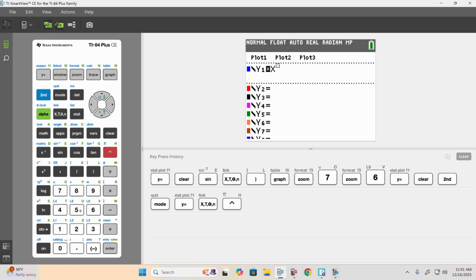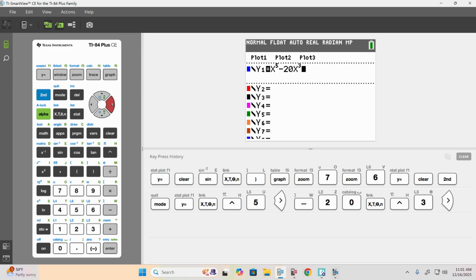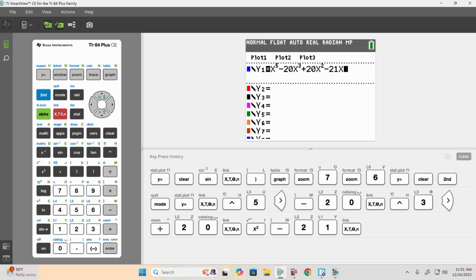So we have x to the 5th minus 20x to the 3rd plus 20x squared minus 21x plus 20. We want to type the whole function in and hit graph. Now, because the degree is 5, we need 5 solutions. We're going to have 5 values of x that make this function equal 0.